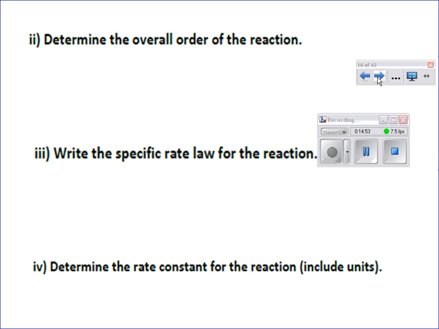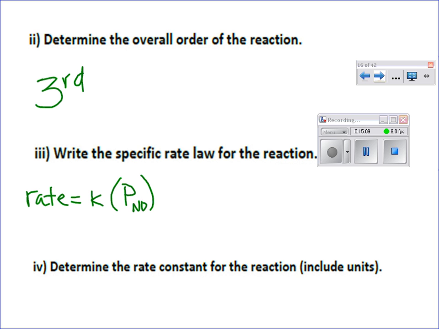So looking at this, determine the overall order. Third overall, good. Now, rate is equal to K times, instead of brackets, you do P of, what was first? NO raised to the, is it 2? Times P of H2 raised to the 1. So we need to use P's instead of brackets, okay?